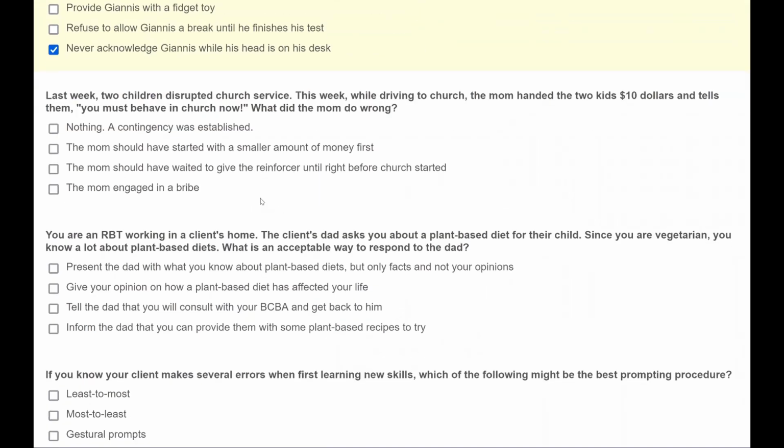Last week, 2 children disrupted church service. This week, while driving to church, the mom handed the 2 kids $10 and tells them, "You must behave in church now." What did the mom do wrong?